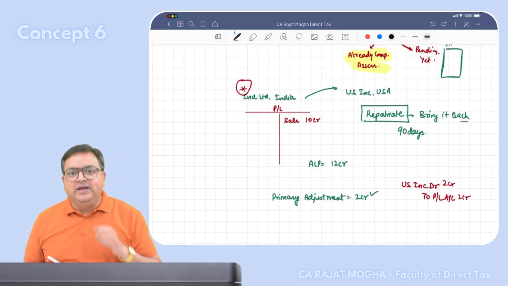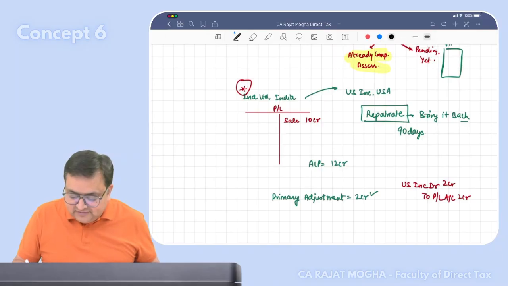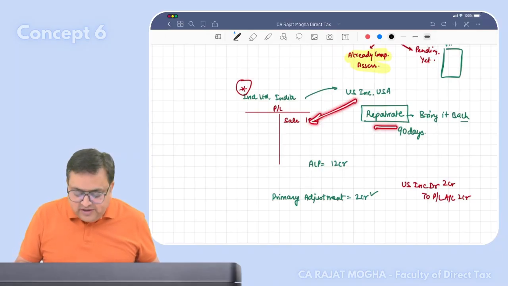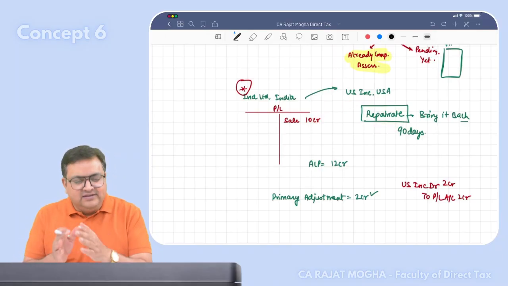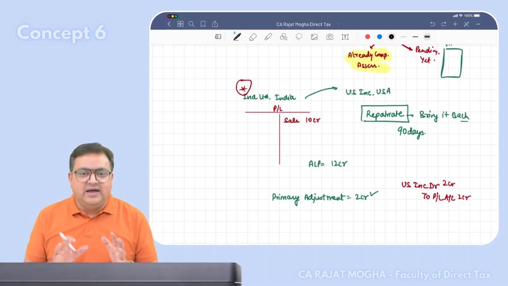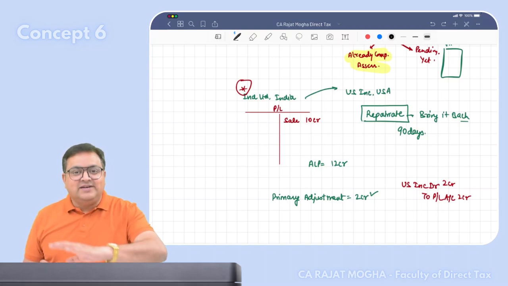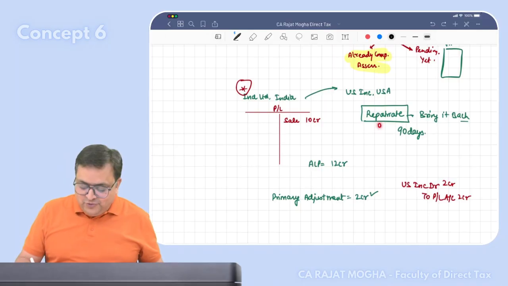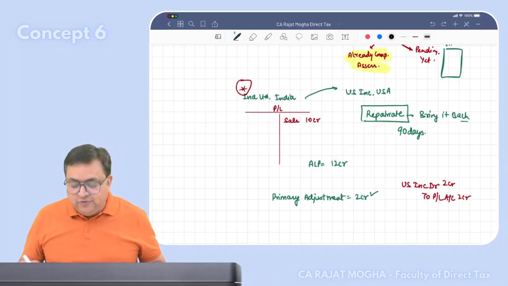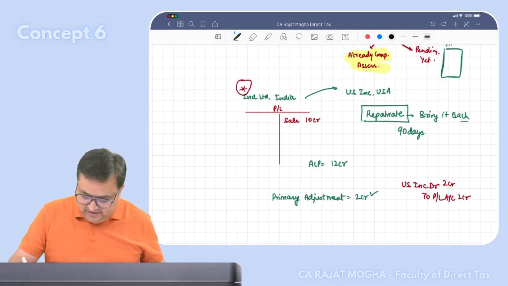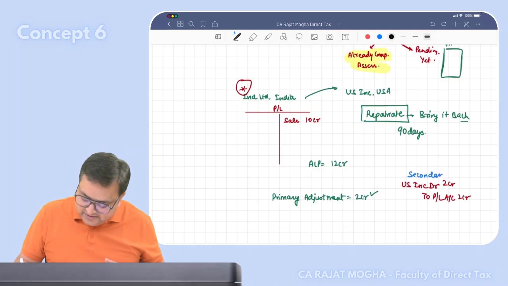So we have to bring this money. And if they don't give this money within 90 days, from where will I count the 90 days? That is very important. I'll tell you. First of all, just understand the concept first. You have to give this money within 90 days. And first of all, make this entry. This entry is called secondary adjustment.